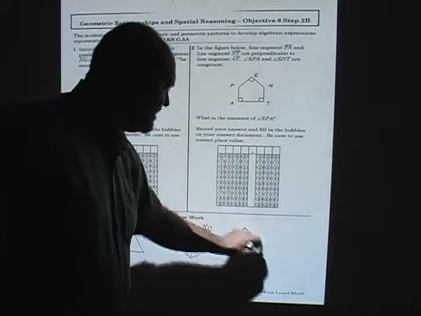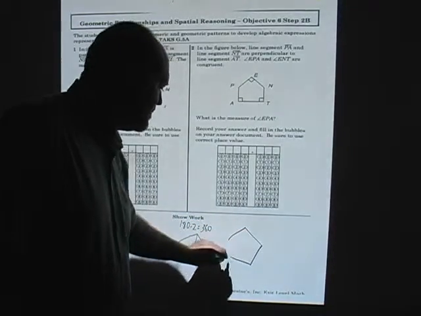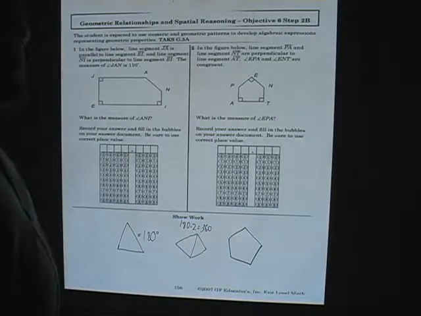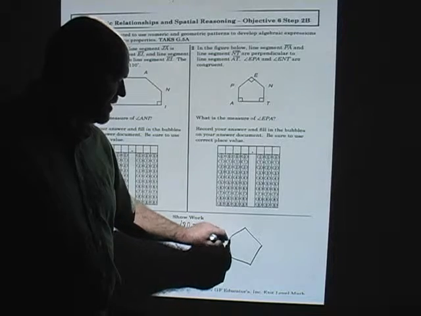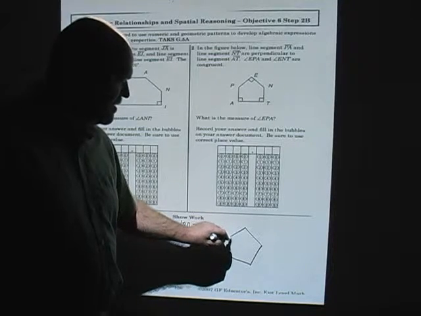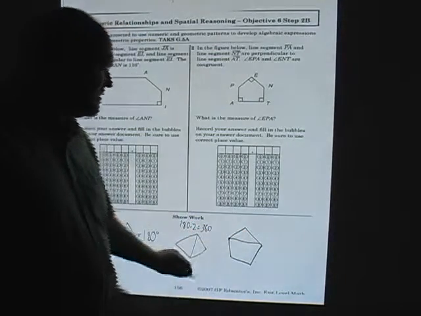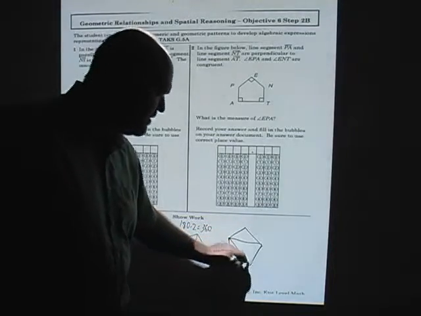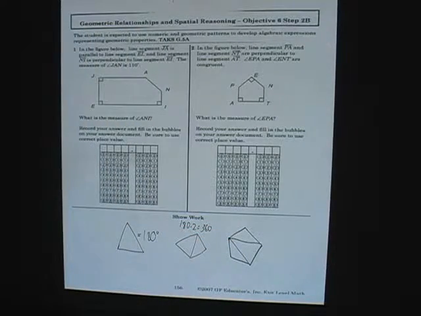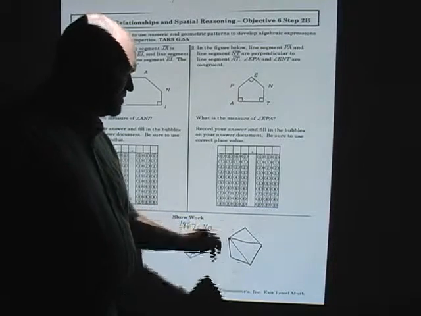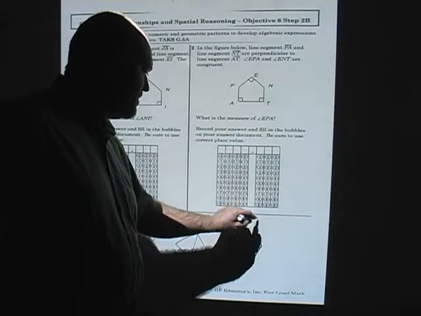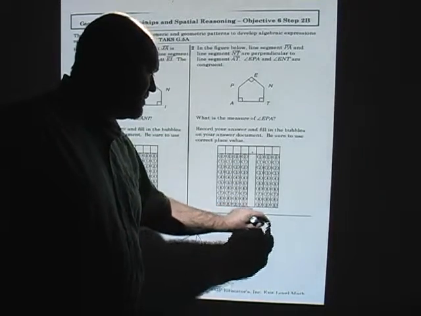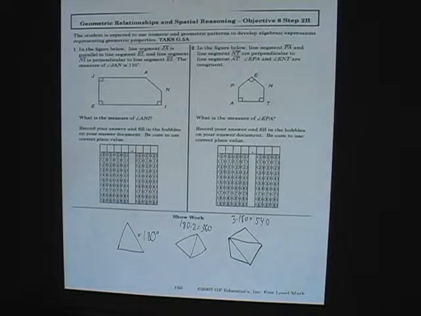If you have a five-sided figure like that, I'm going to pick one point right here and draw triangles out from there. There and there. How many triangles do I have? There's 3 triangles, so I could say 3 times 180 equals 540, and so on.